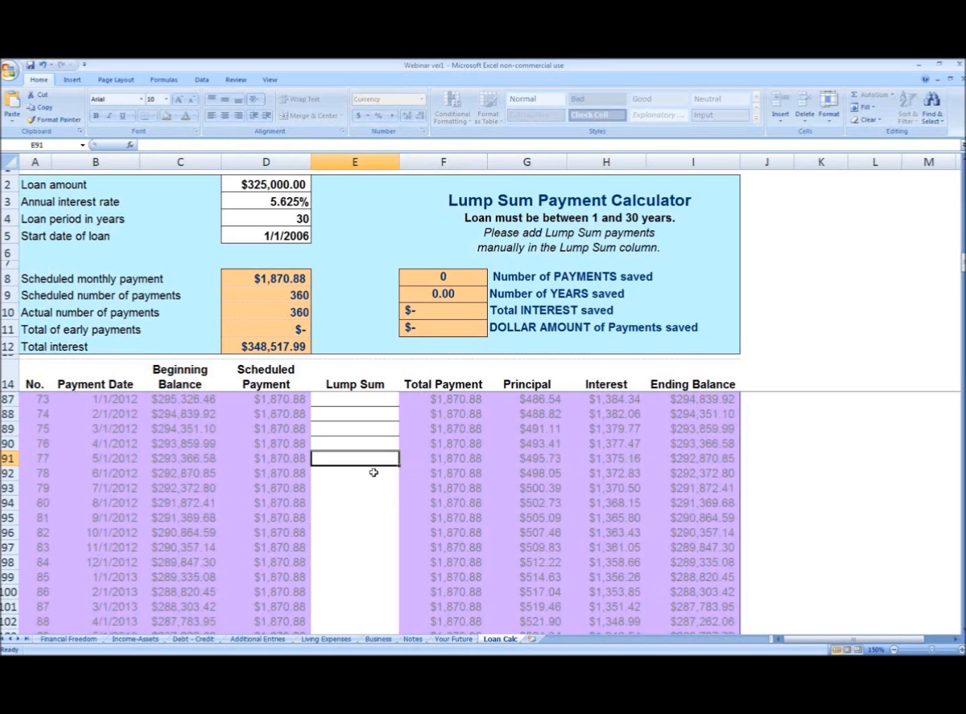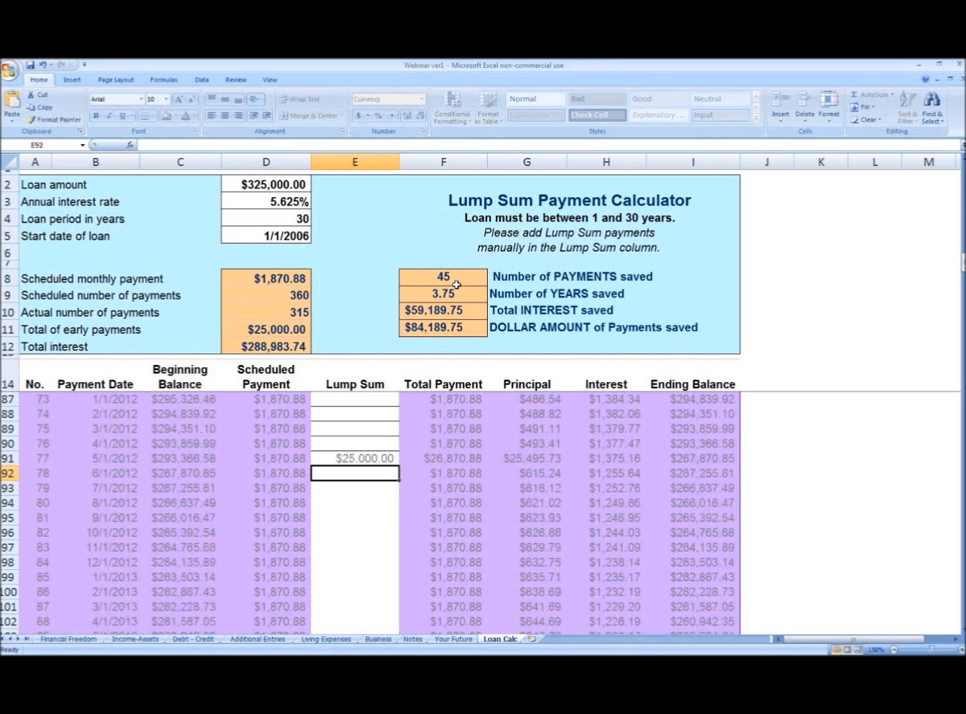Now, we're going to put in that we're making a lump sum payment of $25,000. Now, I want you to pay attention. We want to kind of remember this number. We'll be able to see the number above it, so we'll remember what this is. We're also going to be able to see when I tab out the number of payments saved, the number of years saved, the total interest saved, and the dollar amounts of payments saved. So let's watch what happens. We write a $25,000 check, right? And bam.